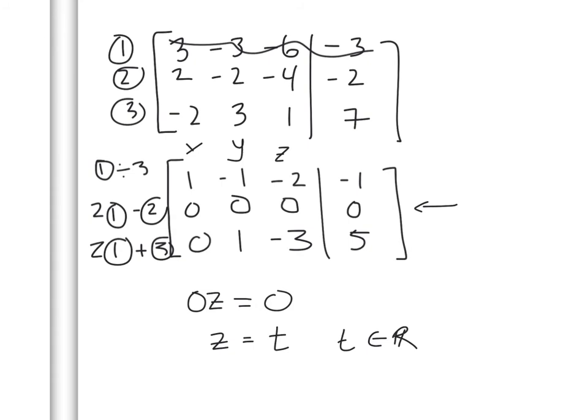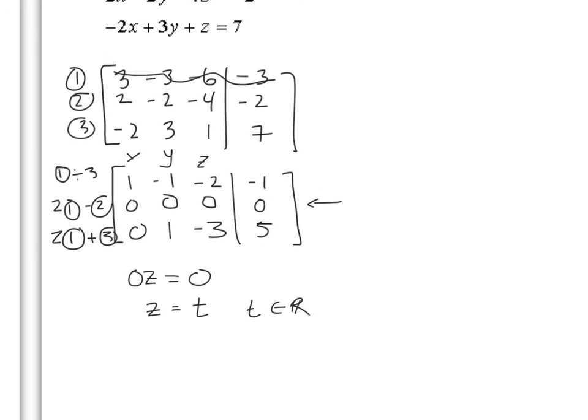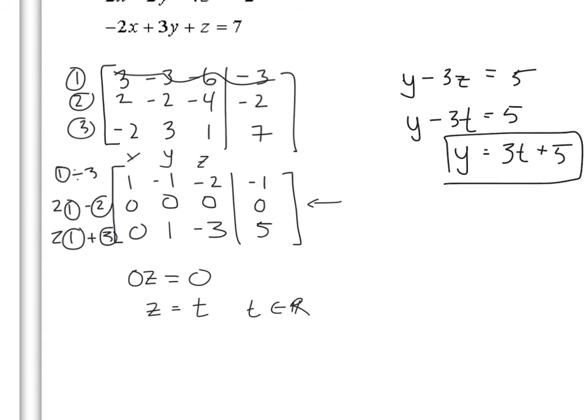So let's go to our next simplest equation, which is our last equation there. We can write it out as y minus 3z equals 5, right? And if we plug in our t there, we're going to get y minus 3t equals 5. Simplifying for y, we get y is 3t plus 5. So this is the y part of our answer, and over here is our z part of our answer.